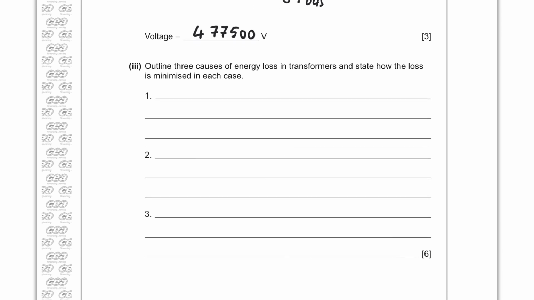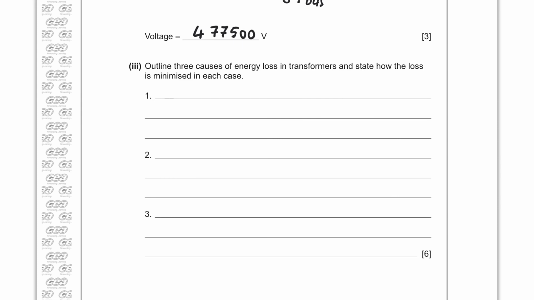Part 3 then, outline 3 causes of energy loss in transformers and state how the loss is minimized in each case. So you've got your various kinds of losses. You've got I squared R losses in the coils. You've got magnetic leakage in the core, where the field from one coil isn't reaching the other. Not all of it anyway. You've got magnetic hysteresis in the core itself, and then you've got eddy currents flowing in the iron, and each one of those has a suitable counteraction that we have to do.